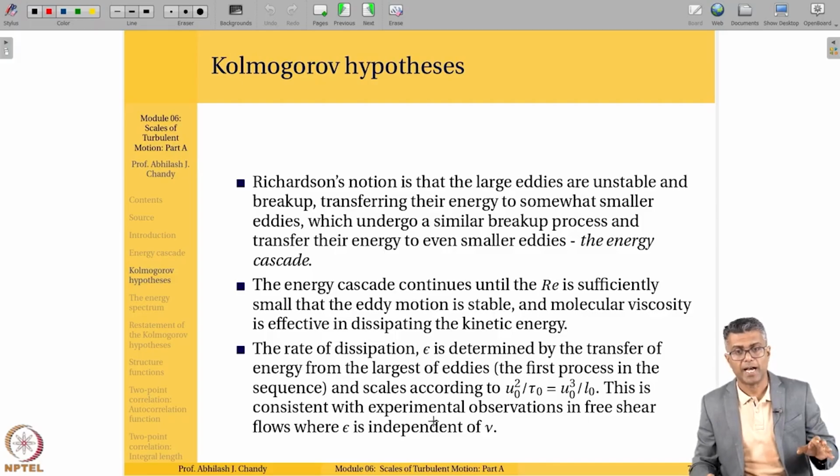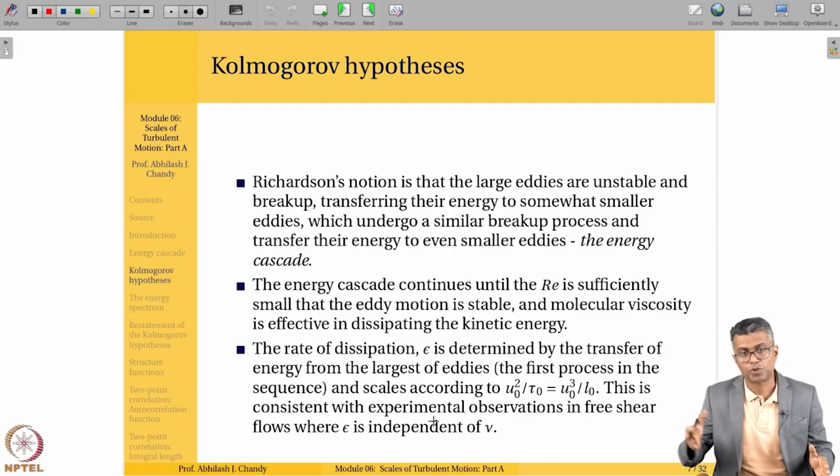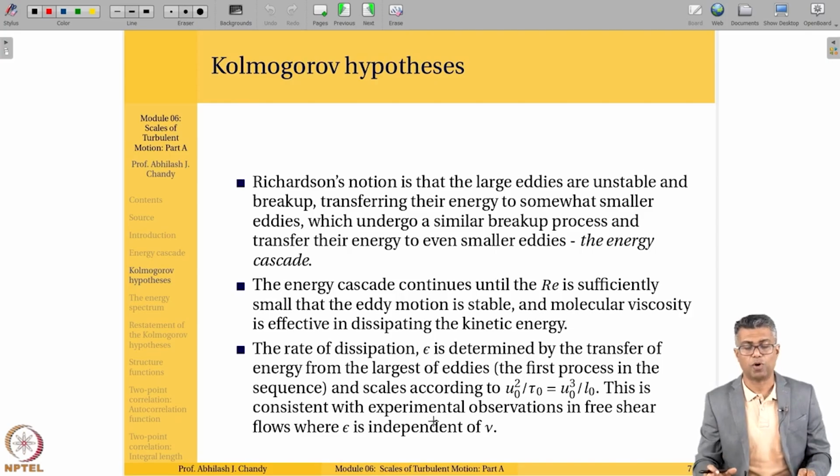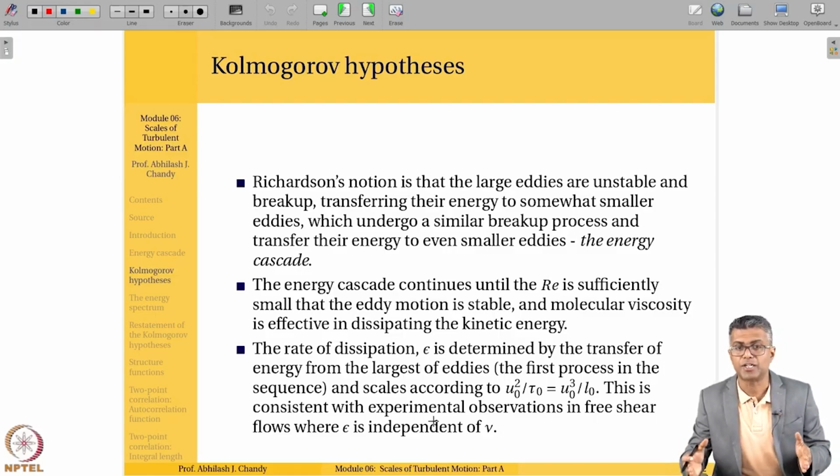Richardson's notion was that the large eddies are unstable and they break up into smaller and smaller scales. And what happens as they break up? They transfer the energy from large scales to the small scales. And this is what we call the energy cascade, isn't it?